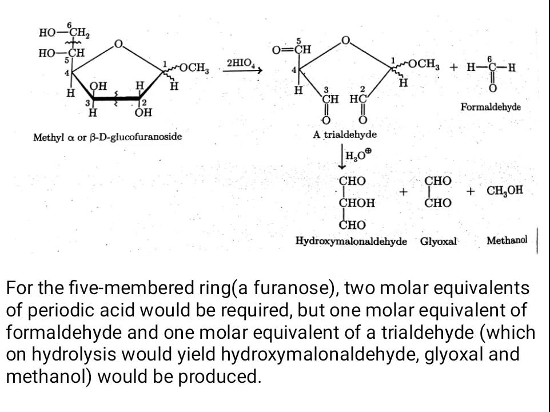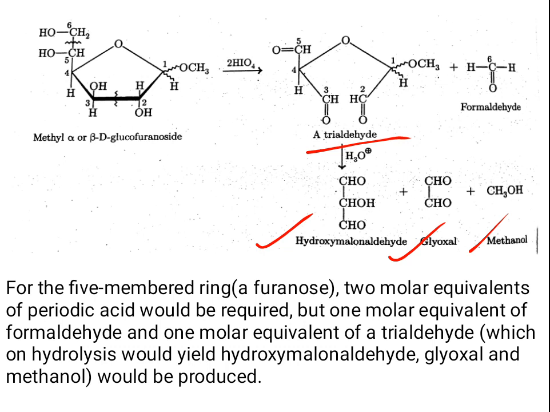In case of a 5-membered ring, methyl glucofuranoside, if you do the periodic acid oxidation, you will get a trialdehyde and formaldehyde. So this bond will break and this one will break. So you will get a trialdehyde and 1 molecule of formaldehyde. Actually, this one will make the formaldehyde. And then if you hydrolyze this trialdehyde, you will get this and this.